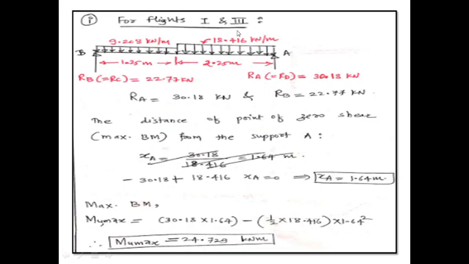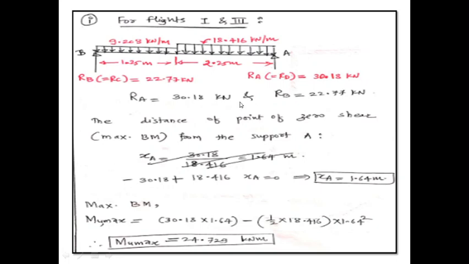When I take shear force here, I know that because this reaction is going up, up is negative, so minus 30.18. Now at this section, because this UDL is going down, it is plus 18.416 into this distance XA, that I equate to 0. So XA is 1.64 meter.